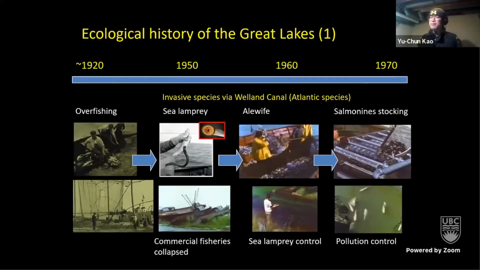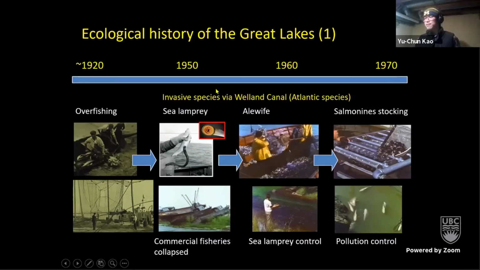So when it comes to the ecological history of the Great Lakes, it is basically a history about different invasive species. In the first half of the 20th century, we had an overfishing problem. But after that, starting from the 40s, 50s, our problem has been associated with invasive species.